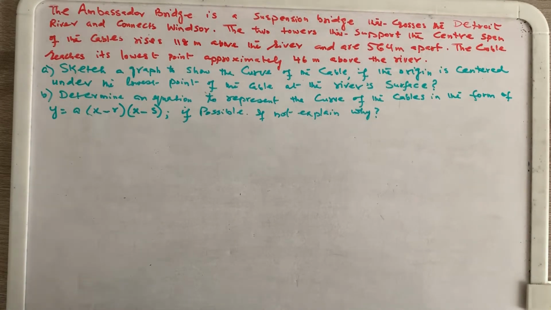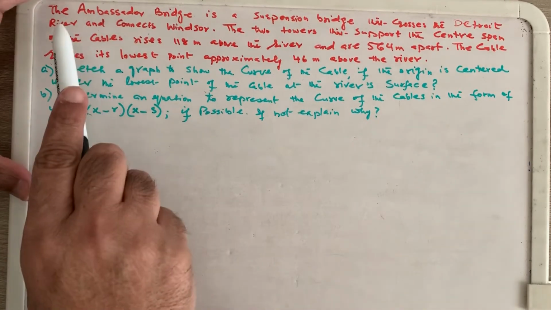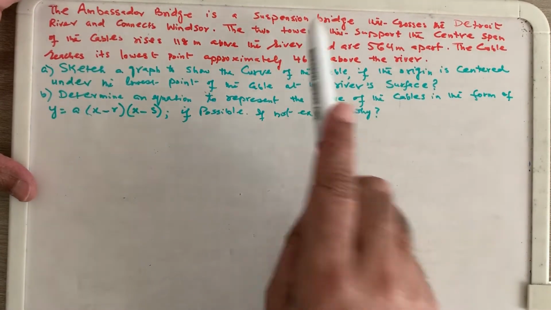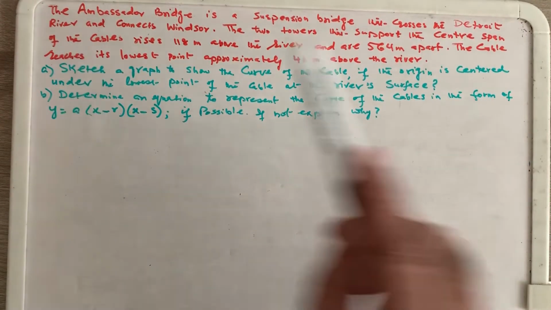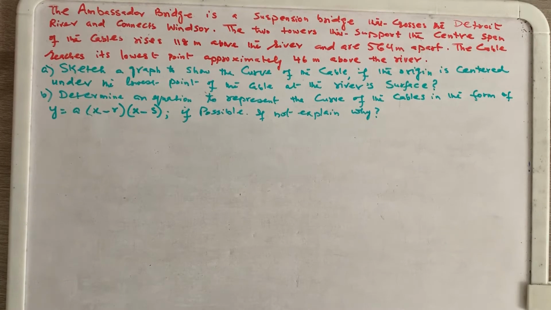Today we have a word problem. The topic is the same, quadratic functions, and here is the question. The Ambassador Bridge is a suspension bridge that crosses the Detroit River and connects Windsor. So we all know that this is the Ambassador Bridge, right? It is a suspension type of bridge.